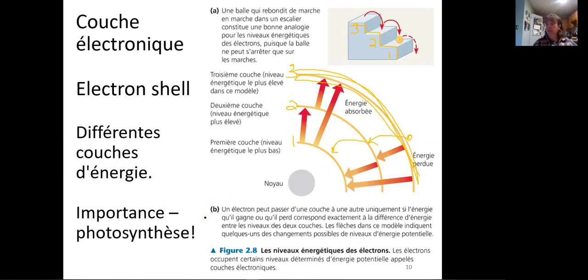Okay, and now to explain this part. An electron can move from one shell to another only if the energy it gains or loses is exactly equal to the difference in energy between the energy levels of the two shells. So there's an energy level between 1 and 2. This electron moving from 2 to 1 will lose that much energy. And this is probably something that you'll have to go and read on your own and think about. But think of it as a ball traveling down stairs.